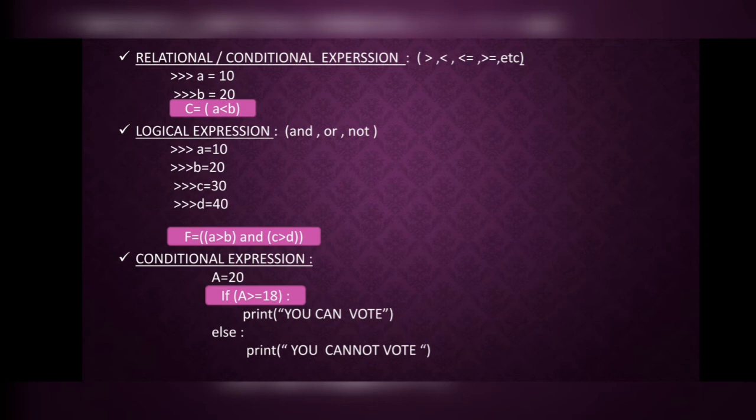Next, conditional expressions. The conditional expression is also called a relational expression. This expression is used with branching like if else etc. and looping like the while statement. A conditional expression always produces two results, either true or false, depending on the conditions. Here is the example for conditional expressions: age equal to input of 'enter your age', or age equal to 20. If age is greater than or equal to 18, print 'you can vote'. Here the statement if age is greater than or equal to 18 is a conditional expression.